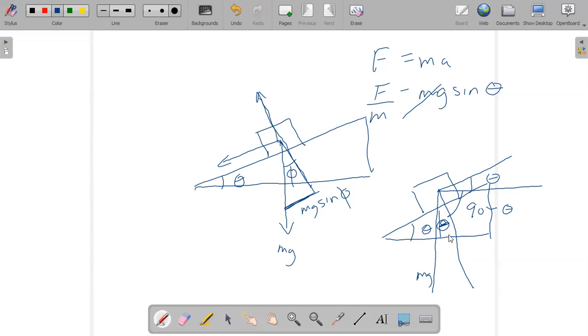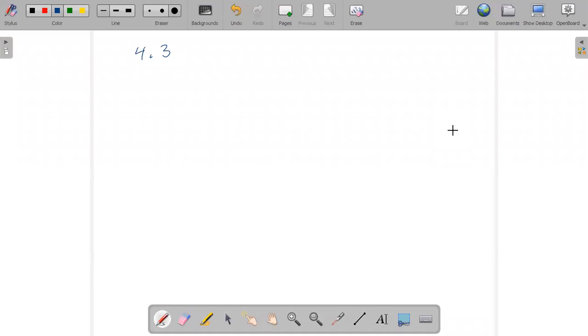All right, moving on. 4.3, the fuzzy dice problem. Have to find it, so give me a little minute. All right, here it is. 4.3: a pair of fuzzy dice hang from the rear view mirror of a sports car on a thread that has negligible mass. At what angle do the dice hang from the vertical when the car accelerates at a constant 6.6 meters per second squared?